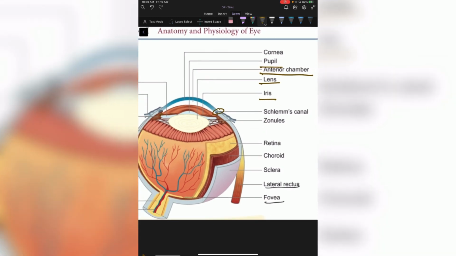Zonules are again the extension of your ciliary body. They are used to hold the lens in place. If you are looking at a far distance, your lens is relaxed, basically because the zonules are relaxed. But if you're looking at something near, you're straining your eye, and the lens is in its contracted state because of the zonules. So zonules are responsible for changing the shape of the lens.